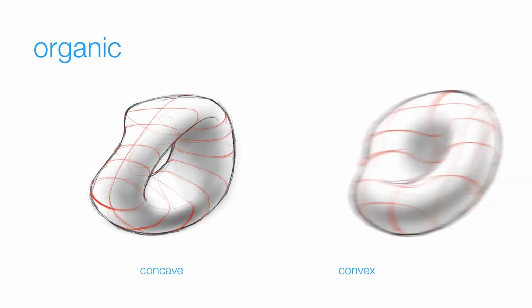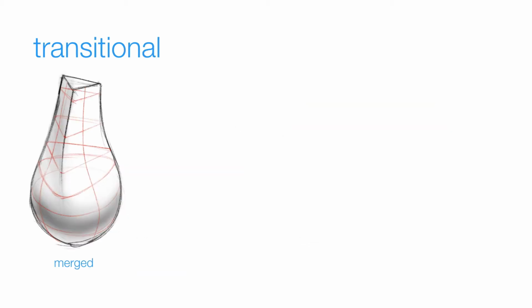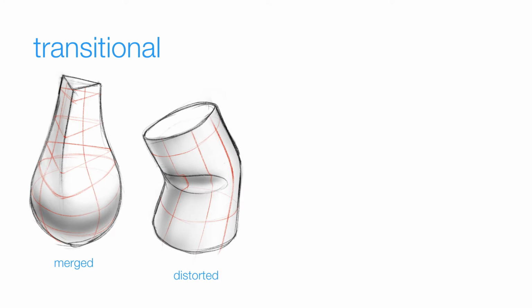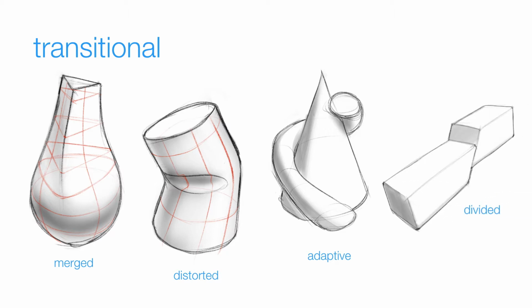Organic forms can be concave or convex. And indeed, often you'll see convex and concave forms in the same shape. Transitional forms can be merged. They can be distorted, looks like someone squeezed or bent an identifiable shape. They can be adaptive, where one form has been bent or shaped around to another. Or they can be divided, where a form looks like it's been sliced and translated, twisted, slid, or rotated.